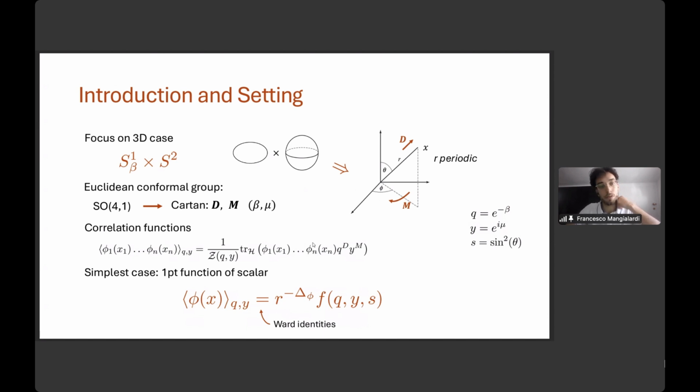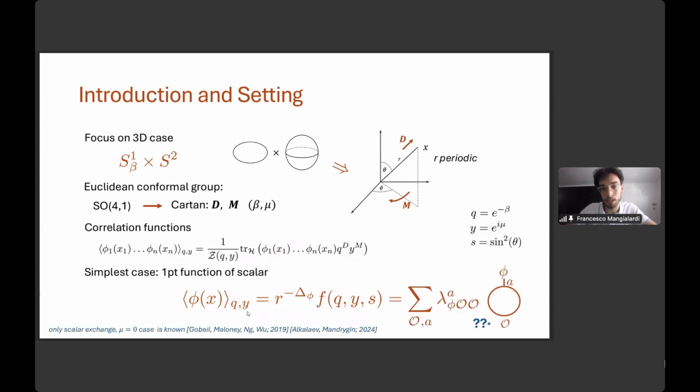For the rest of the talk, we will focus on the simplest possible correlation function, which is the one-point function of a scalar field. As I've already mentioned, this is not completely fixed by symmetries. However, Ward identities do reduce the dependence of this object on the different variables, and in particular, they imply that the one-point function depends on the insertion point of the field just through this s variable, which is the sine squared of the angle with respect to the axis of rotation of the generator that we have chosen.